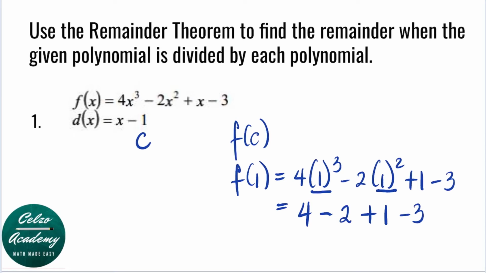Simplifying this from left to right, 4 minus 2 is 2, 2 plus 1 is 3, 3 minus 3 is 0. So this means that if you divide f of x by d of x, there is no remainder. So x minus 1 is a factor of the f of x.